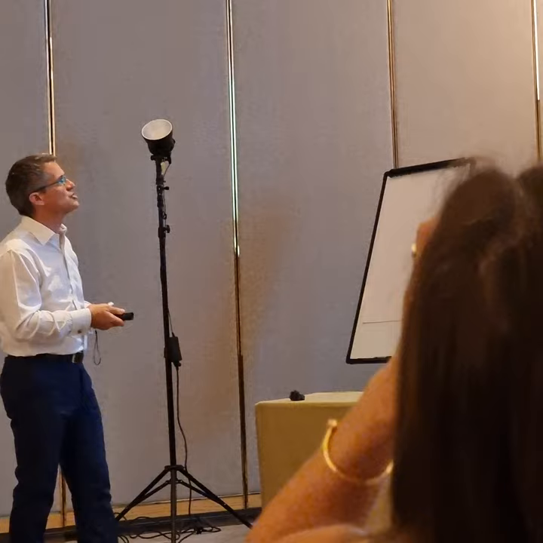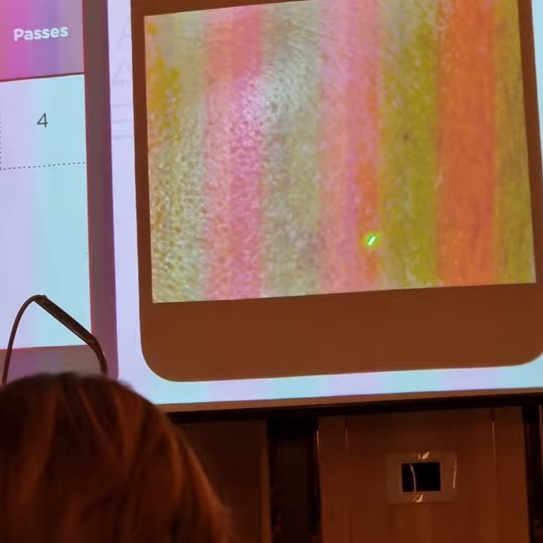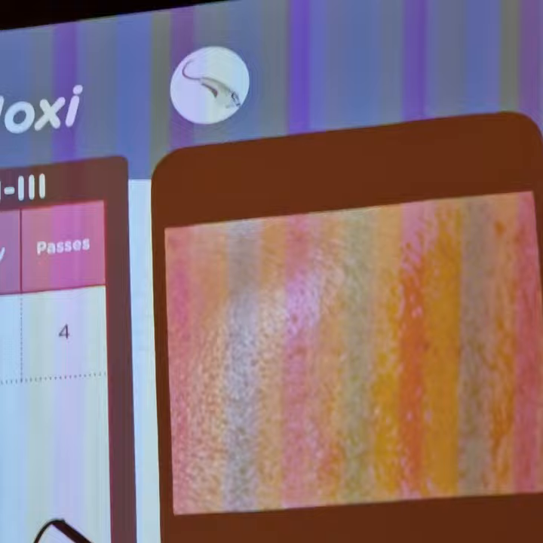So I divided the patients into three groups. Patients 30 to 35, where you have a slight increased pore size, small wrinkles, let's say a textural change, which is a little bit more than the one that you're gonna get with BBL and clear skin.